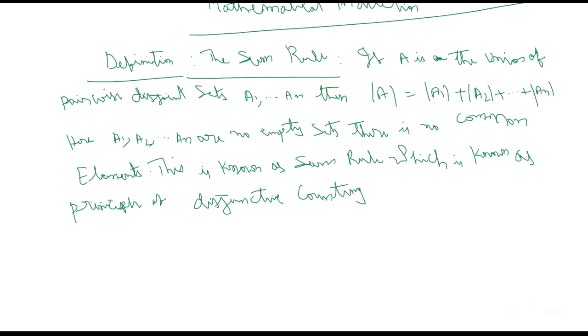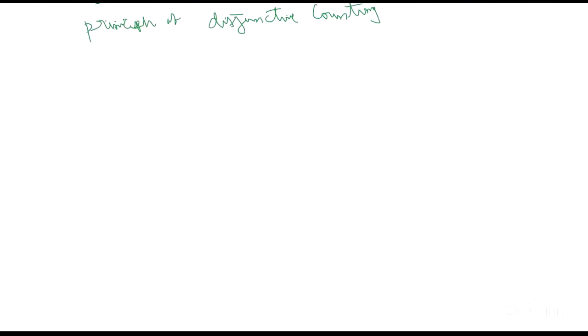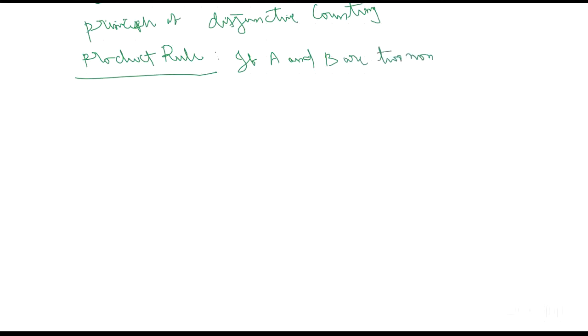So next, product rule. Product rule. If A and B are two non-empty sets, definition: if A and B are two non-empty sets.